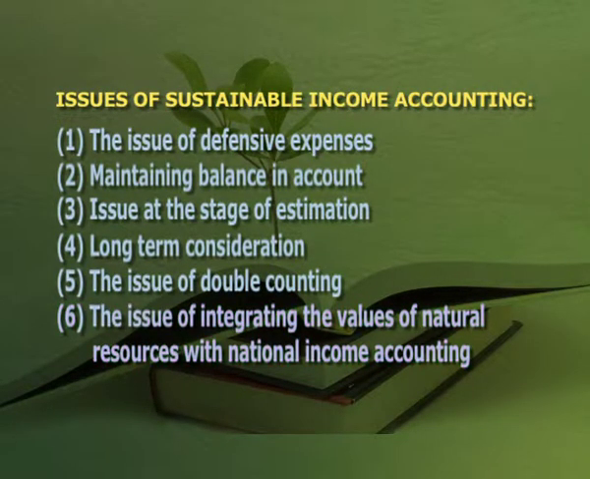Number 6, the issue of integrating the values of natural resources with national income accounting. This has one theoretical problem. The values of environmental resources are elicited broadly based on two methods, namely revealed preference values and stated preference values. Values derived from market prices refer to revealed preferences. Many others are based on stated preferences, non-use values or even use values for non-marketed goods and services deduced from, say, a contingent valuation method.